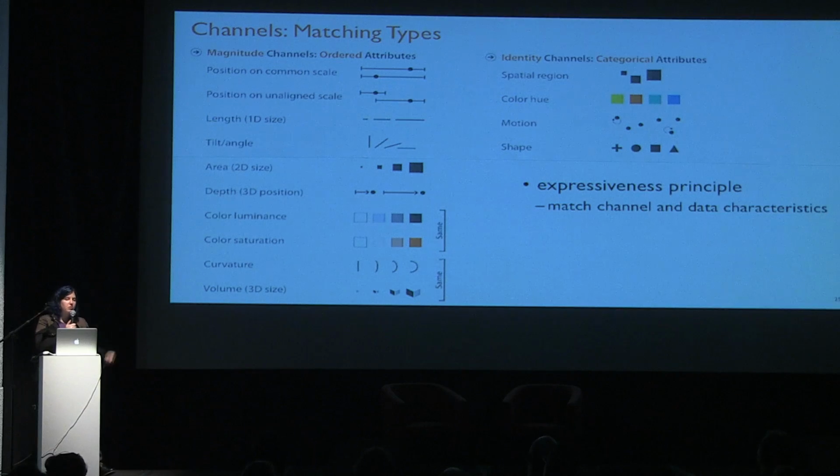So what region is it in? What color is it, green or blue or red? What motion is something moving through? What shape is it? So you want to match, because if you show unordered data with an ordered channel, then of course you are showing information that's not there. And the flip side is if you have ordered information that you encode with an unordered channel, you're losing information along the way. So you're violating this expressiveness principle.